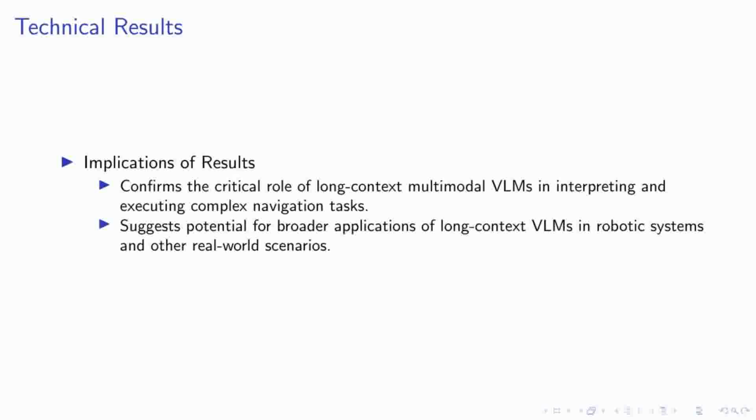Secondly, the implications extend to broader applications. The success of these models in high-level goal finding suggests potential uses in various robotic systems, enhancing their ability to interact with and adapt to human-centric environments. This could revolutionize how robots are integrated into everyday life, from personal assistance to industrial automation. In essence, the technical prowess demonstrated by these VLMs could be a game-changer in the field of robotics and artificial intelligence, paving the way for more intuitive and responsive systems.